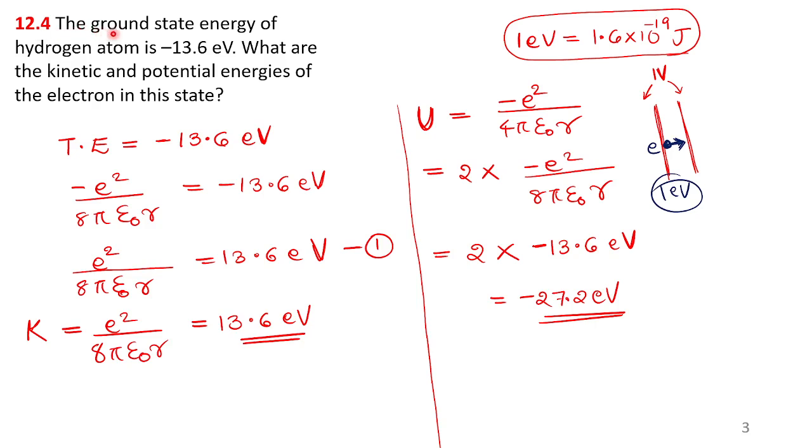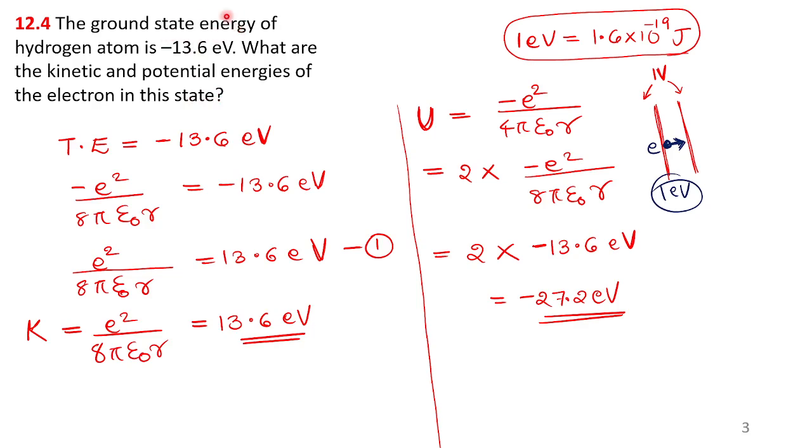Okay, sir. So let me read the question. The ground state energy of the hydrogen atom is minus 13.6 electron volt. What are the kinetic and potential energy of the electron in this state? That's the question.